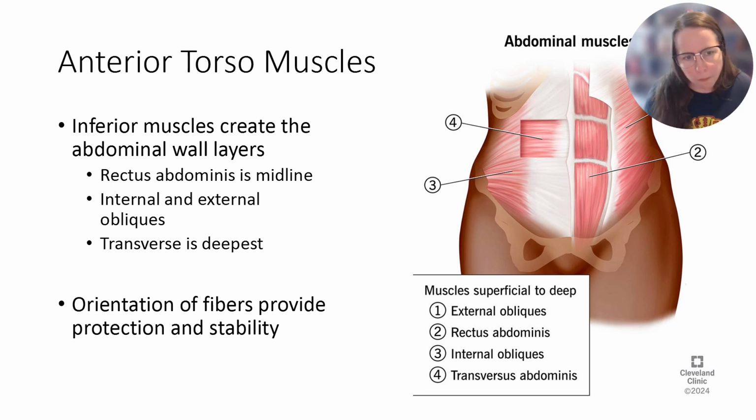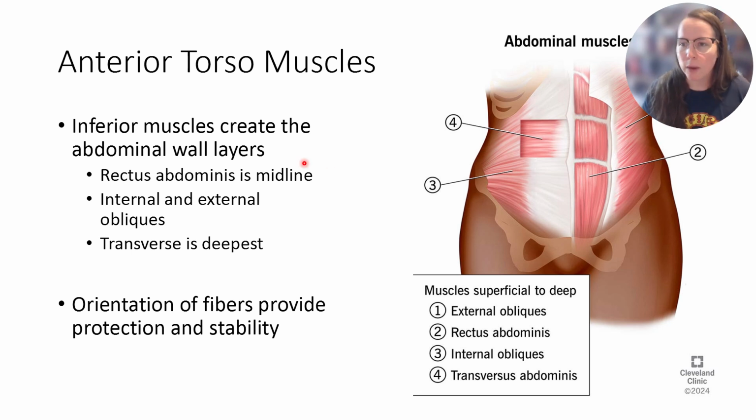If we move down, we look at the inferior muscles of the anterior torso, and this is your abdominal wall. Now, we'll talk about this again more in lecture, but your abdominal wall is multi-layered with fibers running in multiple directions. This provides a lot of movability because the fibers are going in different directions. That's why you can flex your torso, you can do lateral flexion, and rotation is also coming from your back muscles as well, but it provides a lot of stability.